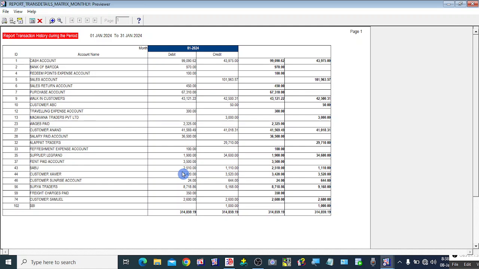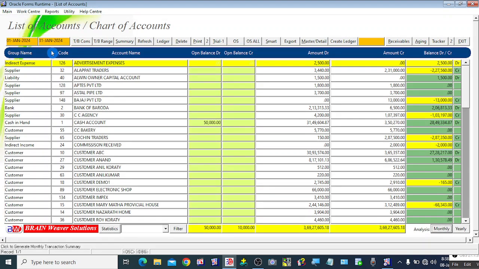here we can see the date range we have selected, 1st January 2024 to 31st December instead of January. Let me change it to 31st December. So it means I want to generate the report for the complete year 2024. Click on the monthly button.